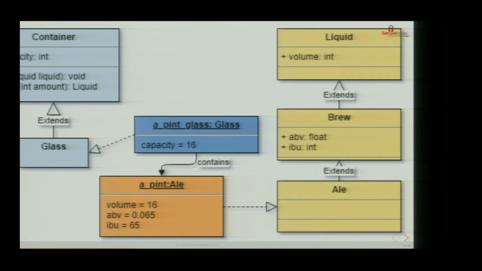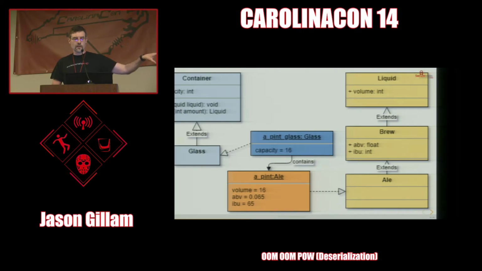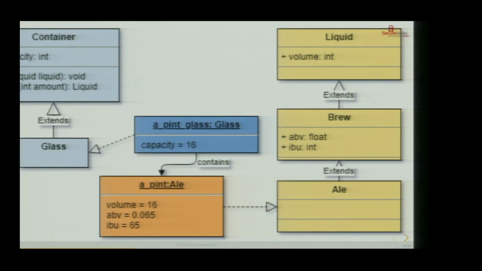Now, in this diagram, I've decided, okay, now that we have some idea what our object classes are, let's actually create some objects. So we have the darker blue box in the middle is an object that I'm calling a pint glass. Now, that would be the variable inside of your code. It'd be a pint glass. And it is of type glass, which extends container. So it has all of the attributes of container. Not only that, but we can now assign actual values to it because we have an object in memory, okay?